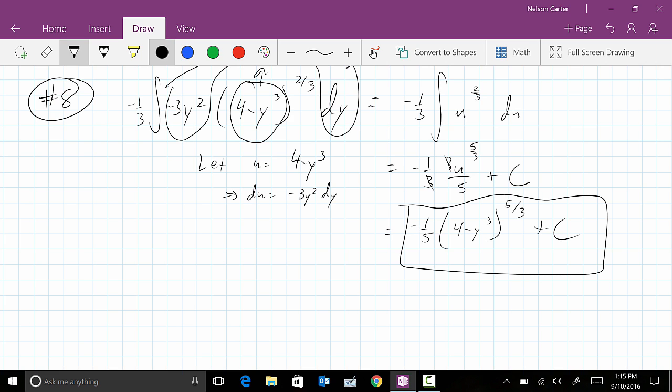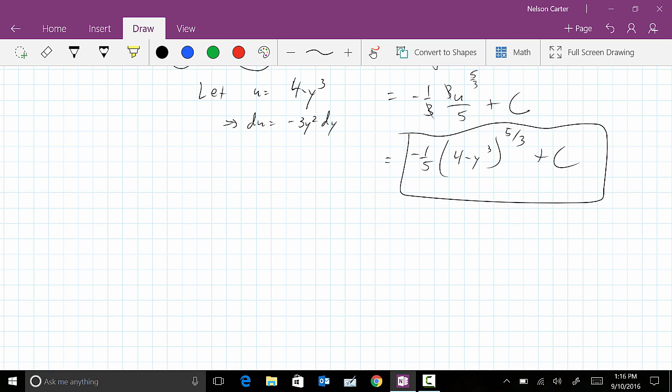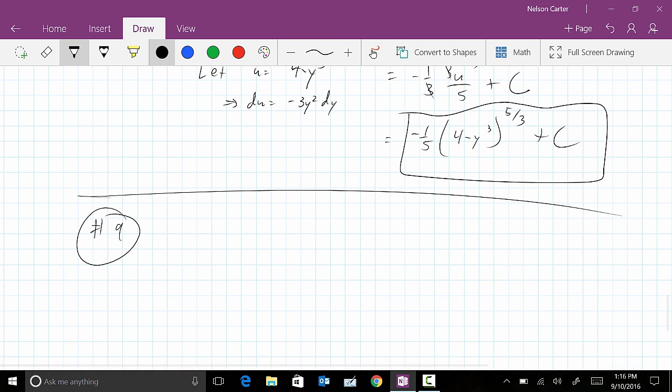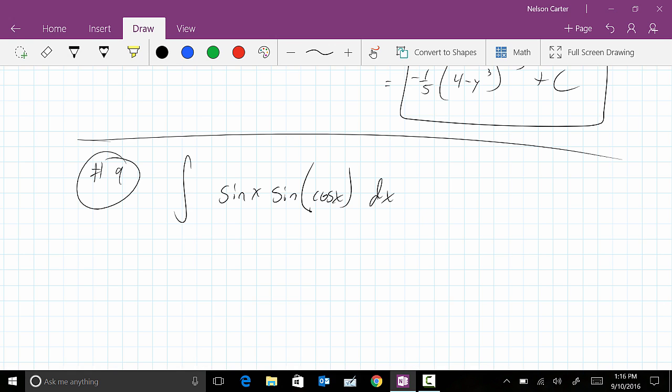Okay, let me do this one that's kind of interesting. Alright, so this is number, what was the last one I did? 9. Okay, so I've got here, this is the integral of the sine of x times the sine of the cosine of x dx. That looks pretty tricky. But that's okay. Let's see here. I'm going to let u equal what?